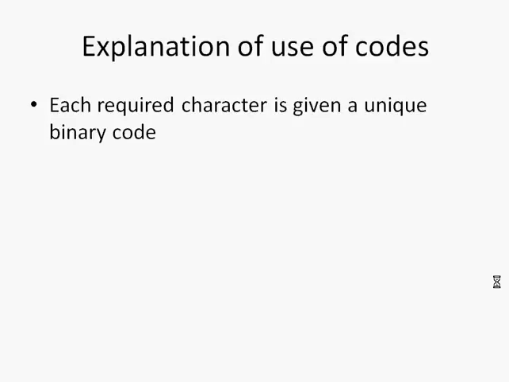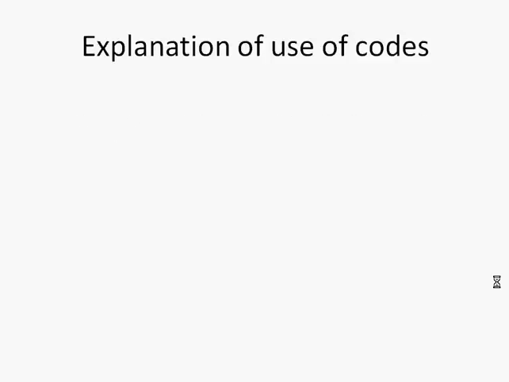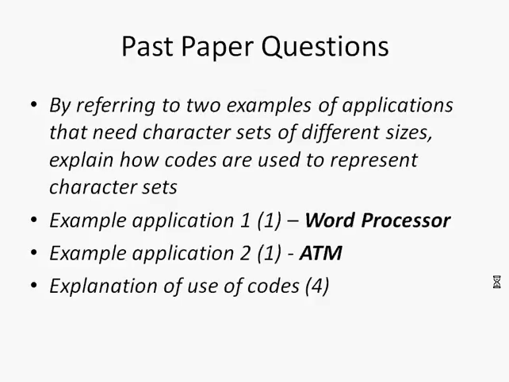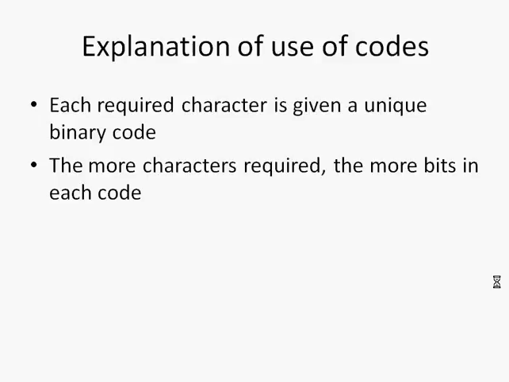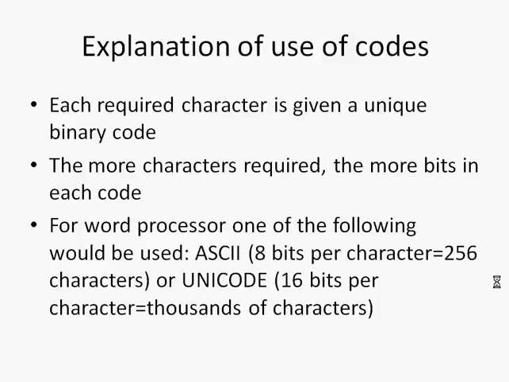Firstly, we're going to explain how the codes are used to represent the character sets for the word processor. So each required character is given a unique binary code. The more characters required, the more bits in each code. For a word processor, one of the following would be used: ASCII, Unicode, or possibly even Ebcdic, but I might try and avoid Ebcdic when answering questions on character sets. So we've covered the word processor one there.